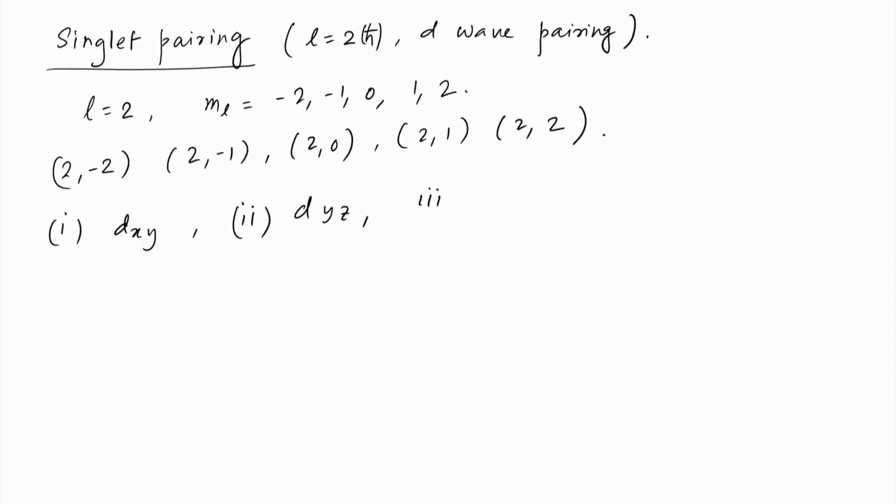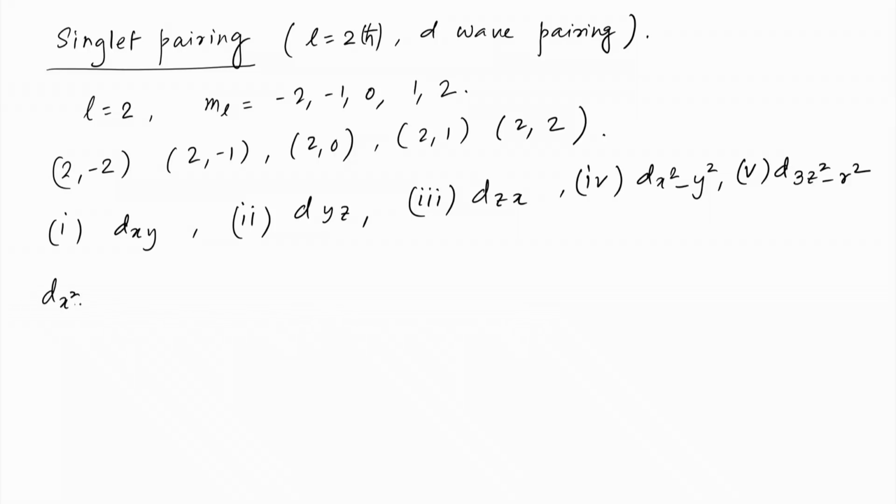and D ZX pairing, which is also called XZ pairing, and the D X square minus Y square and D 3Z square minus R square. So, let us only discuss one candidate and see how each of these symmetries looks, and we will just take a look at this D x square minus y square pairing.